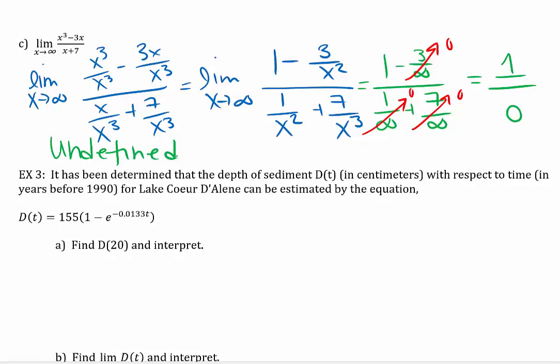What this means is that as x gets really large, the y values get really large. Or this would be the case where you actually have no horizontal asymptotes. I'm just going to write undefined for that limit.